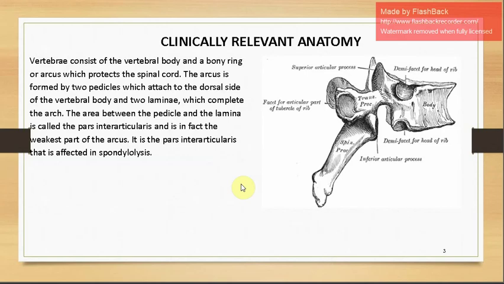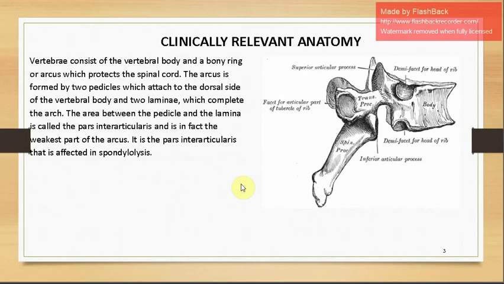If you see the clinical anatomy, in the last few classes we have already seen the types of vertebra, the vertebral structures, how it is designed, and what the parts of the vertebra are. So we will not go into much detail again.